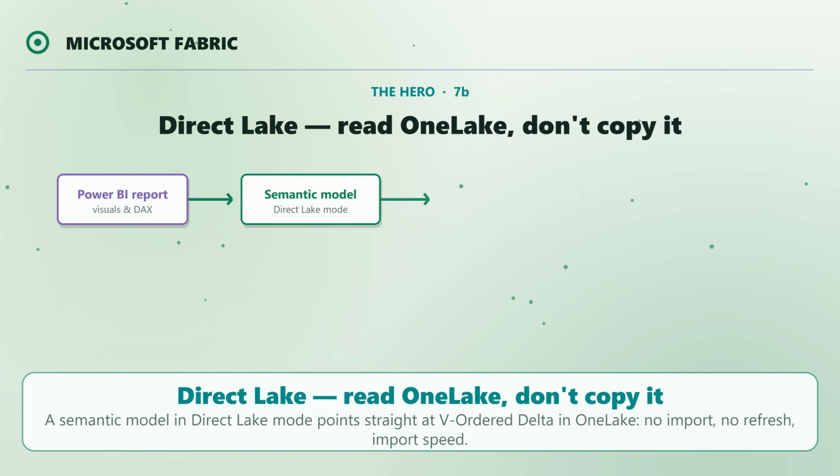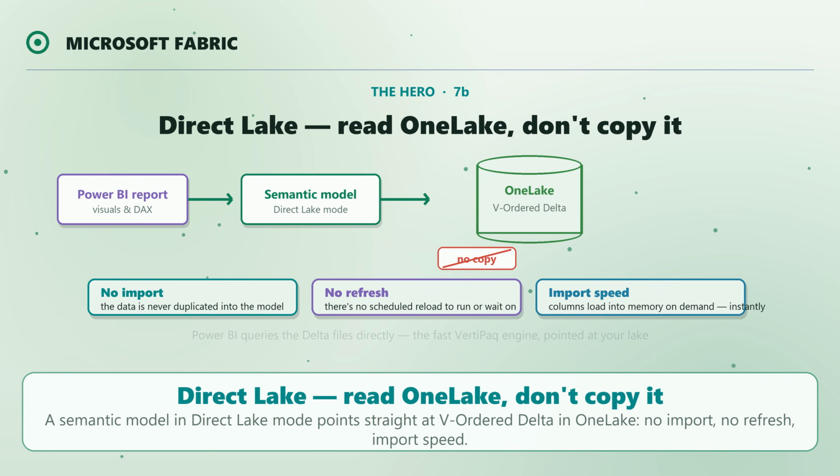So here's the hero of the whole episode, DirectLake mode. Follow the path. On the left, your Power BI report, full of visuals and DAX. It reads from a semantic model, and that model is set to DirectLake mode. Now watch what the model connects to, OneLake, and specifically the V-Order delta file sitting there. And notice what's missing in between. There is no copy. The model doesn't import the data, and it doesn't fire slow queries at a database either. It reads the delta files in OneLake directly.